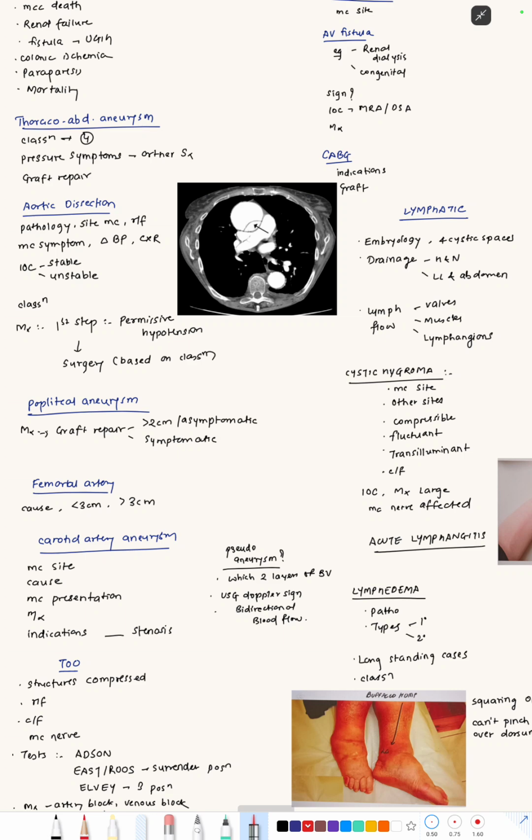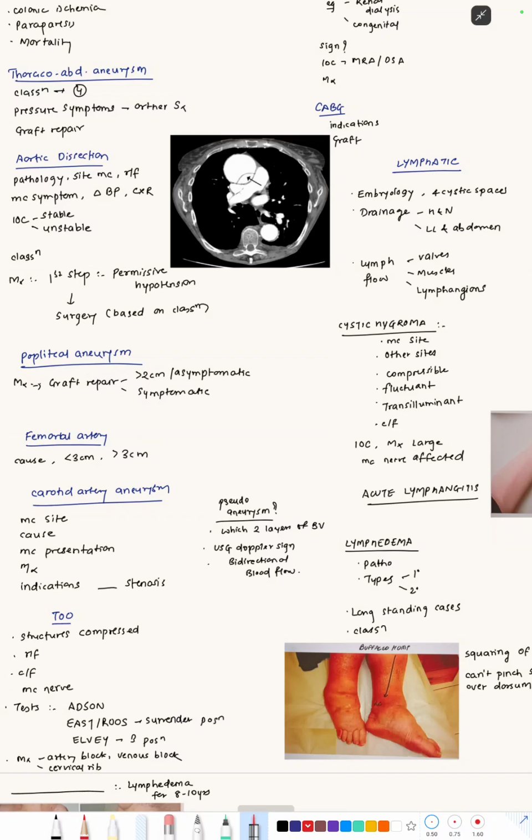Now there's pseudoaneurysm that I already said, where the tunica intima and the tunica media are getting involved. USG Doppler sign that is seen, and bidirectional blood flow is seen. So the characteristic ultrasound Doppler sign is called the yin-yang sign. Now the next is the thoracic outlet obstruction. The structures that are compressed are the subclavian vessels and the brachial plexus. The risk factors for which are going to be the cervical rib, then weak musculature and trauma.